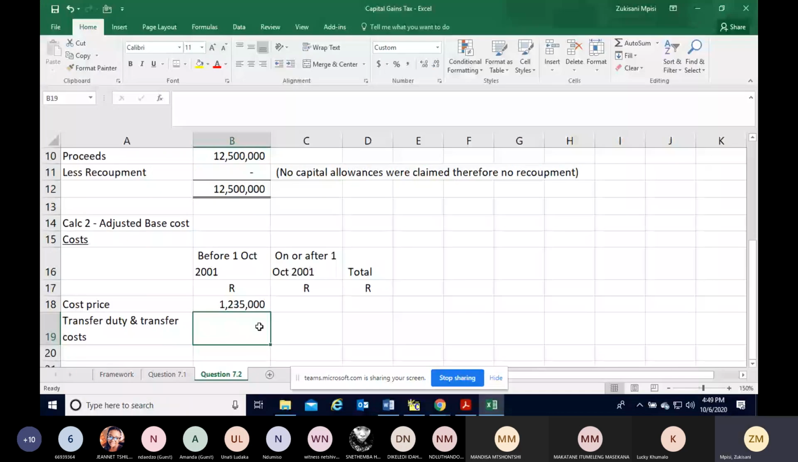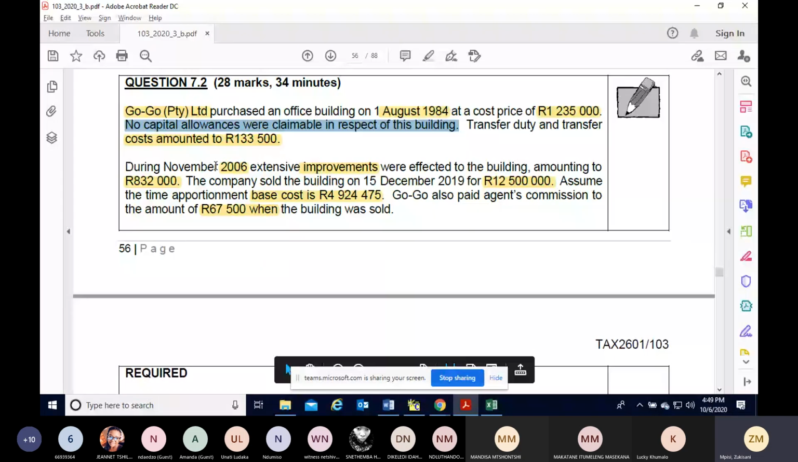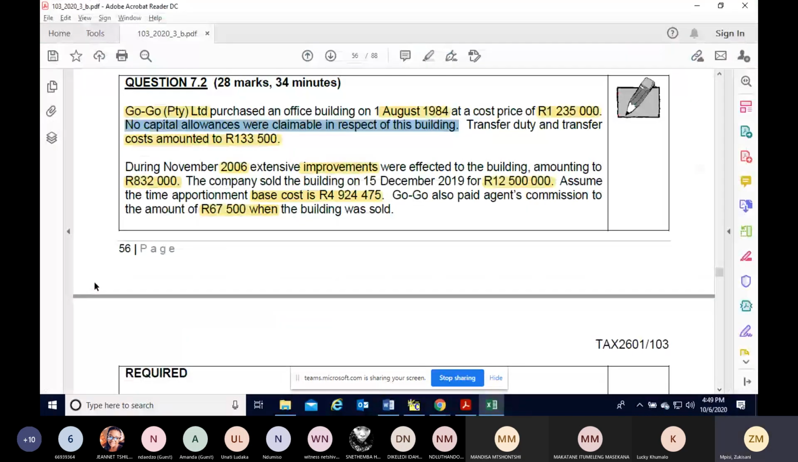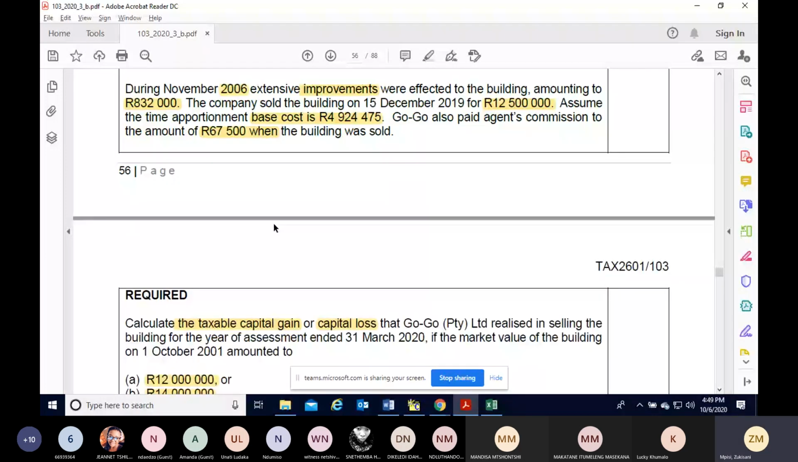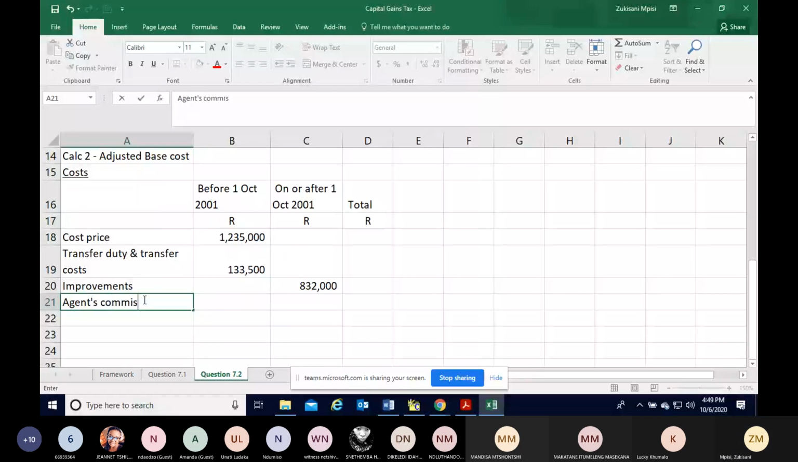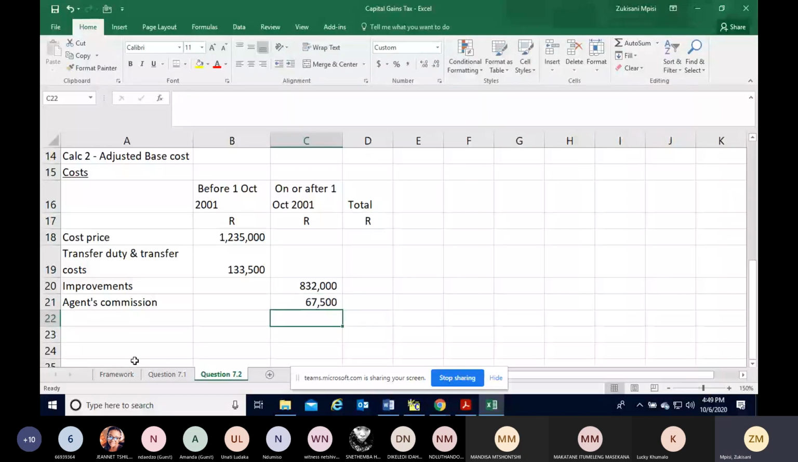133,500. And then we are told that there were improvements that were done in 2006, which amounted to 832. So it's improvements amounted to 832. And then we are told that the building was sold and there was agent's commission to the amount of 67,500. So we've got agent's commission. So this was incurred when the house was sold.